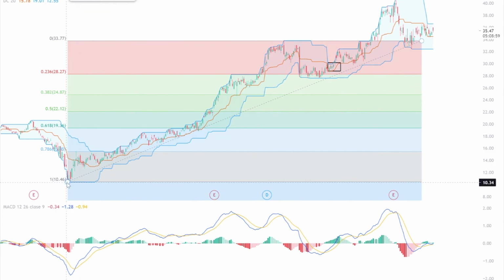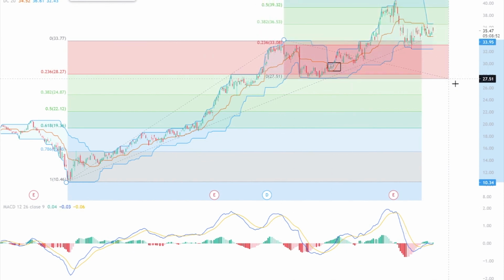Therefore, we take our extension tool from the lowest point of the impulse to the highest point of the impulse and back to the end of the retracement. Once again, we get our key Fibonacci levels.